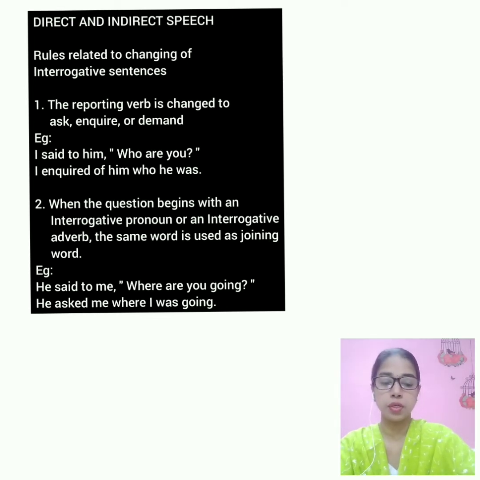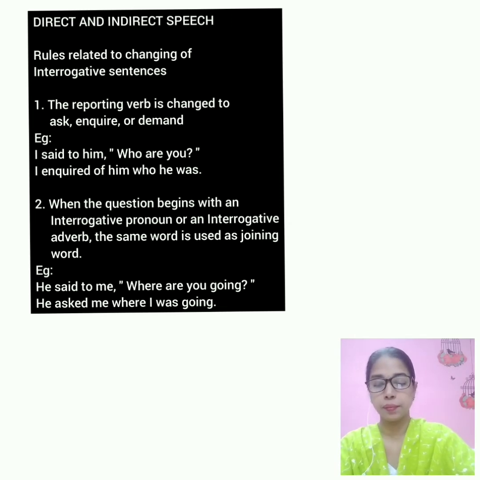the indirect speech. Now in the example you can see in the direct speech it is, I said to him, who are you? Now here the reporting verb is said. So when you change it into indirect speech, you will remove said and use asked or inquired. So here I have used inquired. So in the indirect speech, the sentence will be, I inquired of him who he was. So remember children, the reporting verb has to be changed. Said will be changed into asked or inquired mostly.